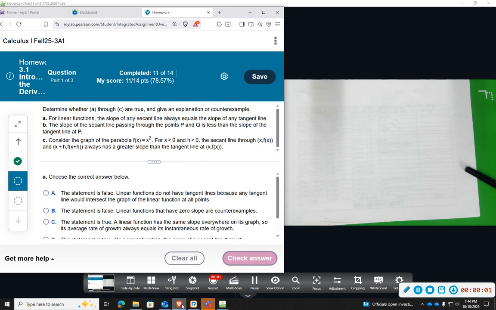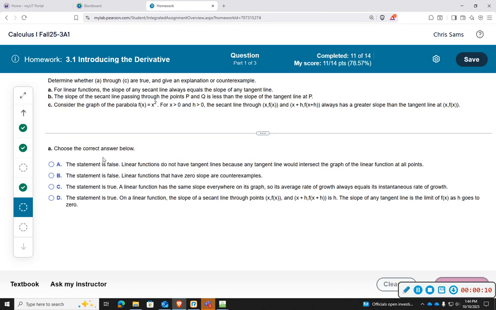All right, next we want to determine whether A through C are true and give a counterexample. So we're going to be looking at some properties. It says A, for linear functions, the slope of any secant line is always equal to the slope of a tangent line. Okay, so that would be true for a linear function.